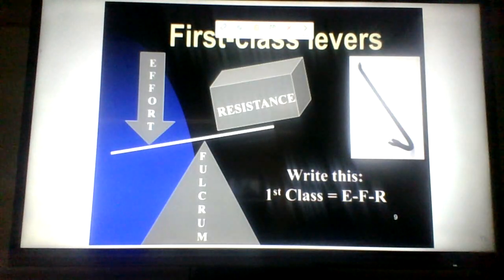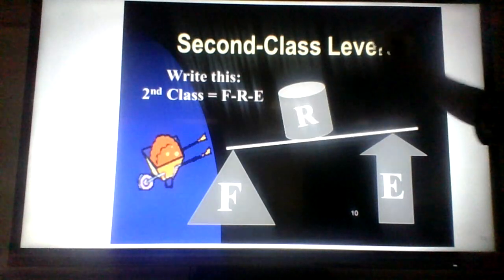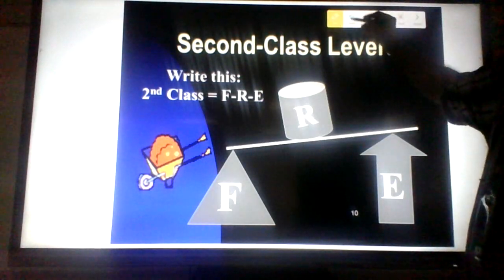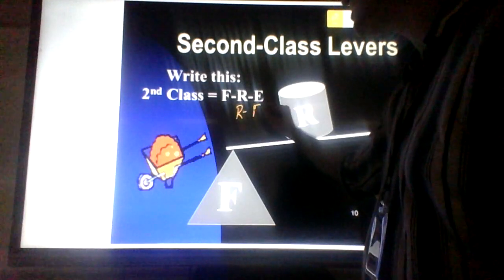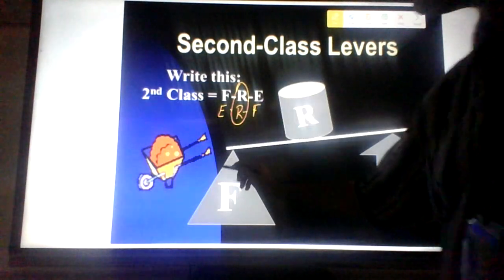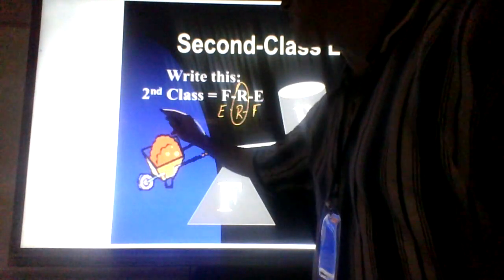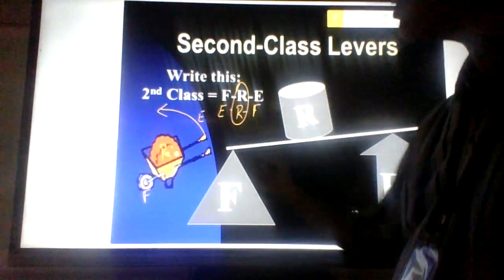Ready? In a second class lever, here again, write this down. And put that over here now so I can reach better. Remember that we could also have, as long as R is in the middle, ERF. Second class lever, the resistance is in the middle. Now look at the wheelbarrow. We would push up here to be able to dump the dirt out. The fulcrum is right here. That's our resistant force, and our effort force is here. We're going to dump this.